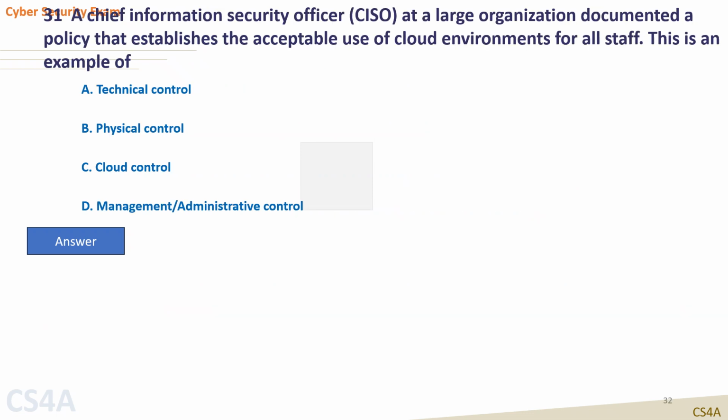Here the question is, a chief information security officer at a large organization documented a policy that establishes acceptable use of cloud environment for all staff. This is an example of technical control, physical control, cloud control, or management administrative control. So here the statement is the documented a policy. So clearly it's a management or administrative control. The option D is the correct one.